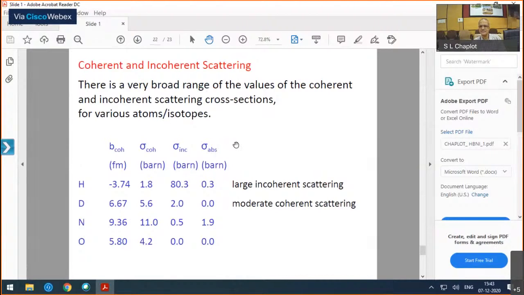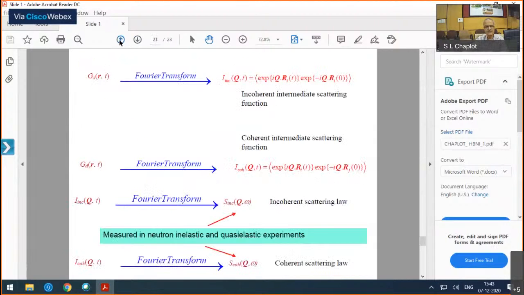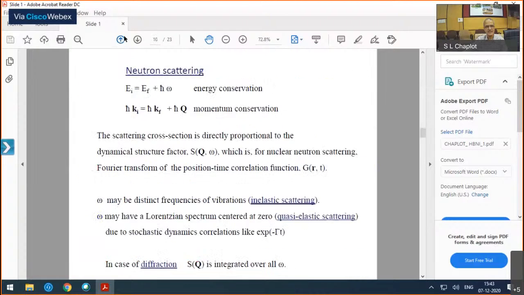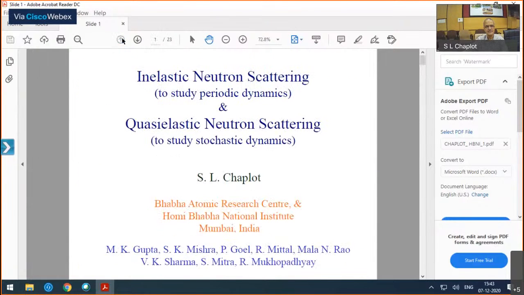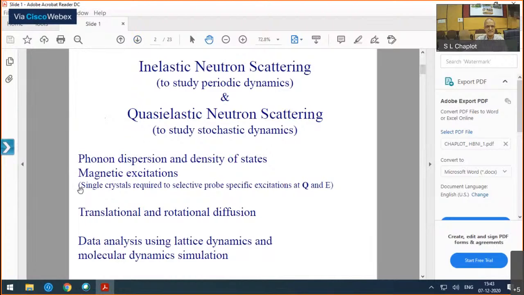Let's see whether we need to revise something, because I don't want to go now more into the basic concepts. What we have done so far is general ideas about inelastic and quasi-elastic scattering, coherent and incoherent scattering, also the kind of instrumentation one has. So now, in the next lecture, the introduction being more or less over, we will go into specifics.